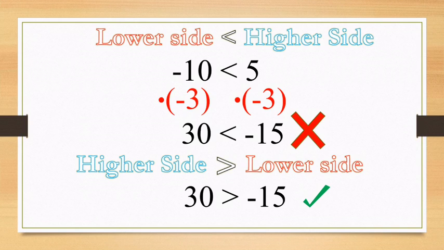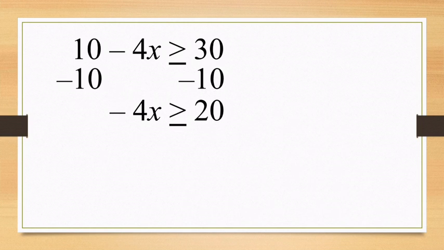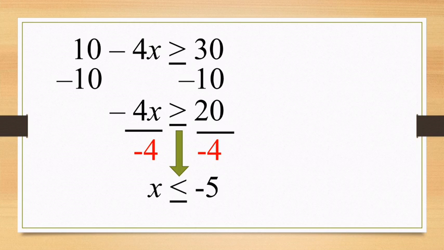Let me show you how this applies in actually solving an inequality. So here I have 10 minus 4x is greater than or equal to 30. So I'm going to take away that constant. That's going to give me -4x is greater than or equal to 20. And then I'm going to divide by -4, right? Now, right there, I'm dividing both sides by a negative, so I have to remember to flip the sign in the other direction. Because if I don't, it won't be true.